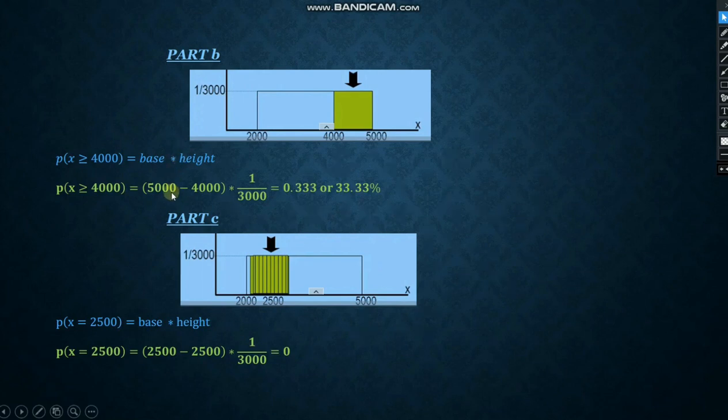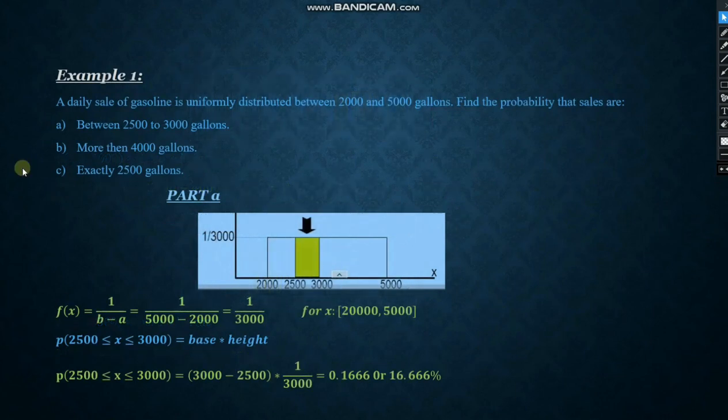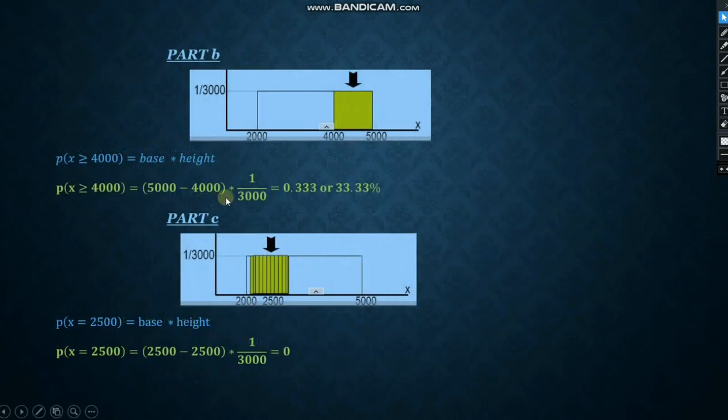In part B, the same probability formula is applied with a difference in base. Now the base is 5,000 minus 4,000, because in this part we have to find the probability of more than 4,000 gallons. So the base is 5,000 minus 4,000, multiplied by the height 1 upon 3,000, resulting in 33.33% probability.